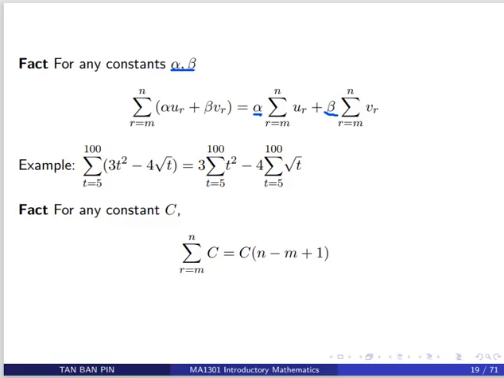One example is if you consider 3t squared minus 4 square root t. Since 3 is a constant, you can write it outside. 4 is a constant, you can write it outside. So you consider the two summations on the right hand side to find the answer. I'll explain to you why this is so.